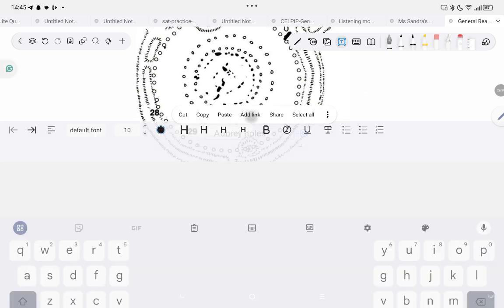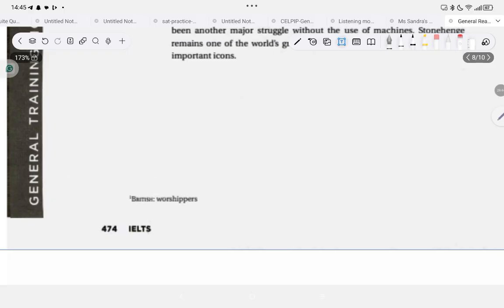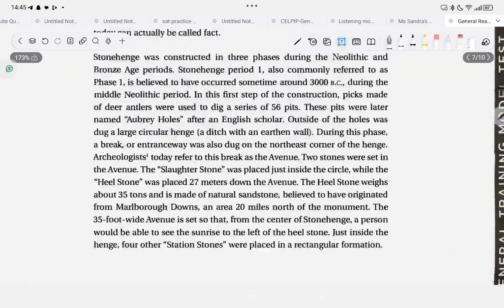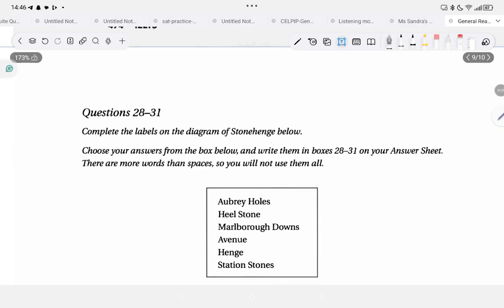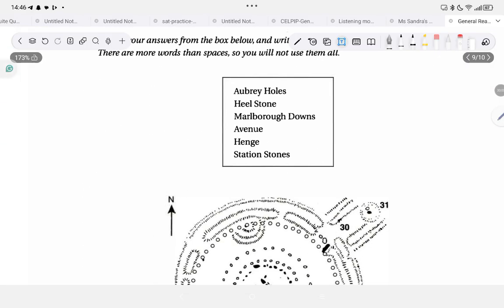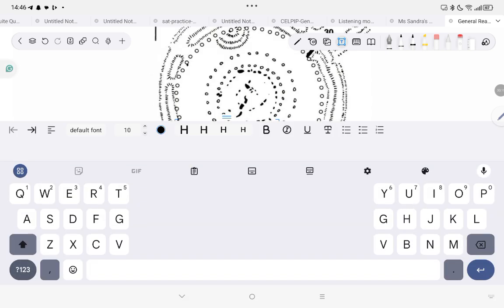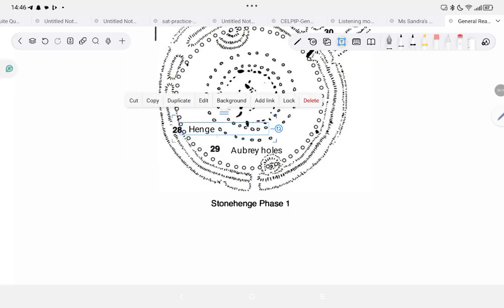You follow how it is being described, and you check. Aubrey holes. And let's continue. This piece was later named Aubrey holes after an English scholar. Outside of the holes was dug a large circular henge. By the way, the answers are here already. So I just need to type henge. Outside of the Aubrey holes, so this is 29, this 56 feet. Outside it is 28. So in front of it, I just type henge. Let's go on.